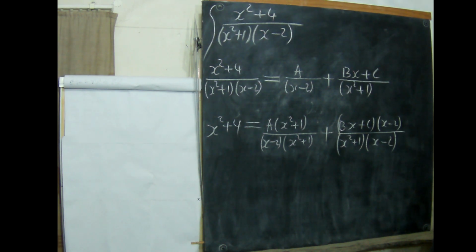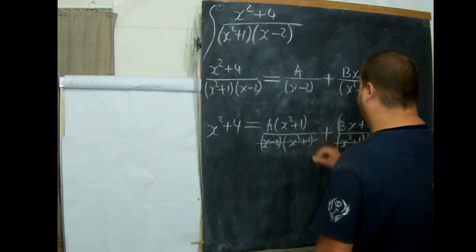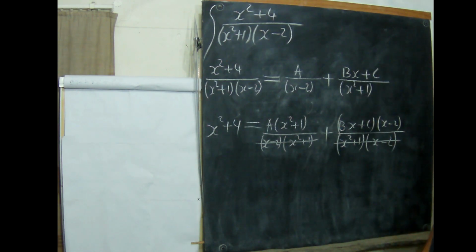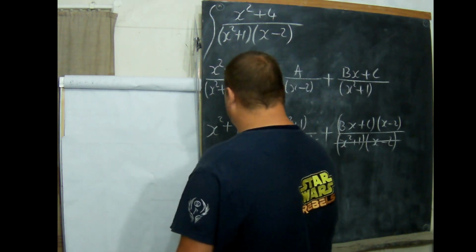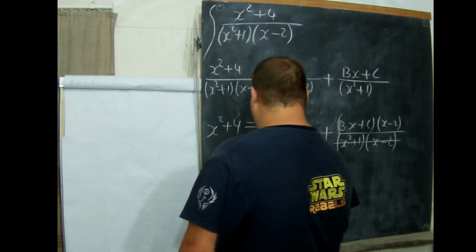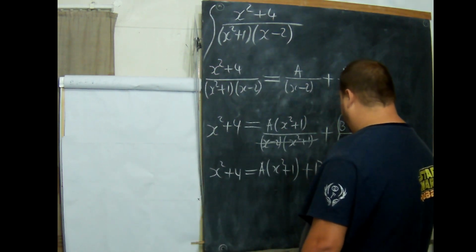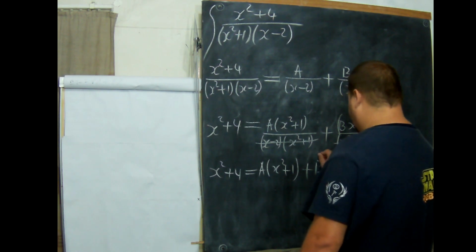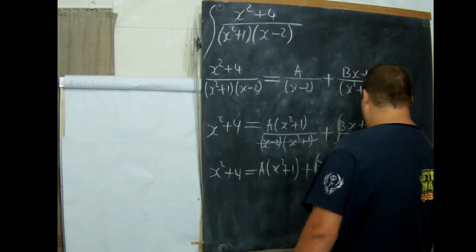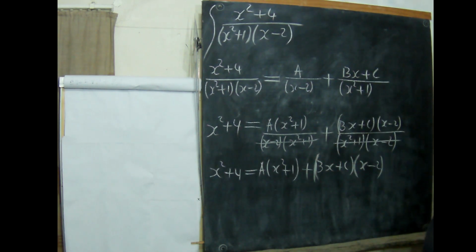Now what we can do is get rid of the denominator. So this goes and that goes, and we are simply left with what's on top. So what we're left with is x squared plus 4 equals A(x squared plus 1) plus (Bx plus C)(x minus 2).